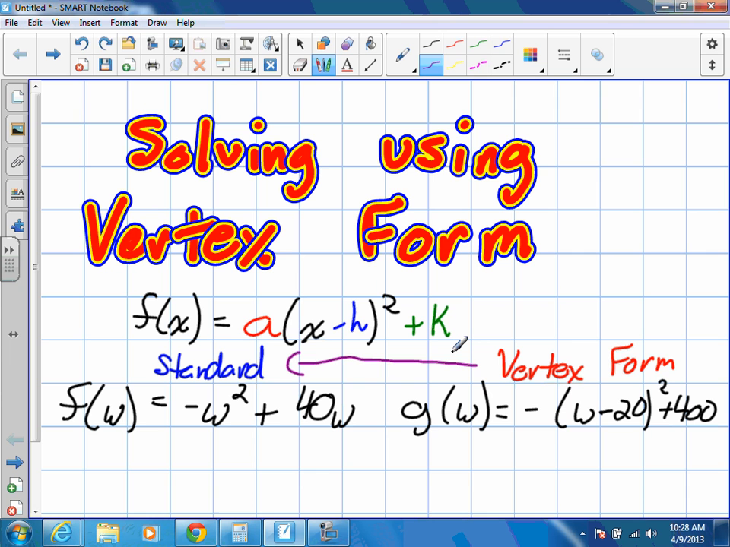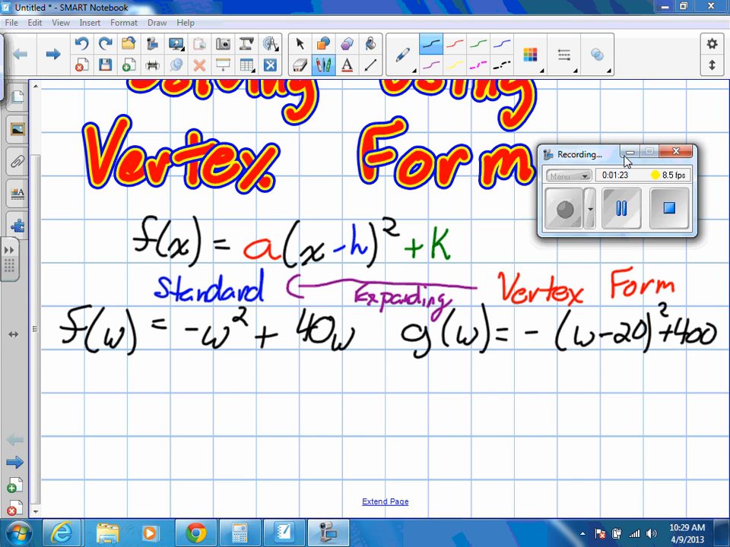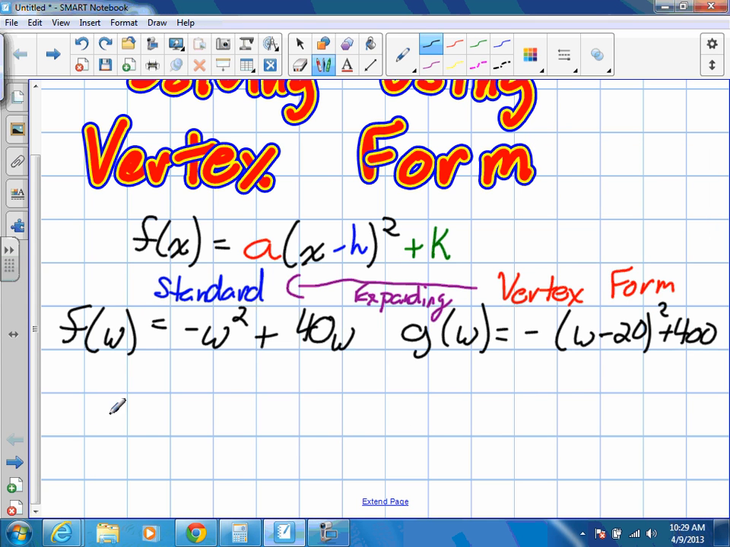We distribute W minus 20 squared. Yeah, that's right. It's also known as expanding. Okay? And that's the exact same process that we use to turn factored into standard form. So we're going to take our GW and we're going to expand this question. Okay, so we take our GW. We're going to expand it to see if that's truly what this standard form is.